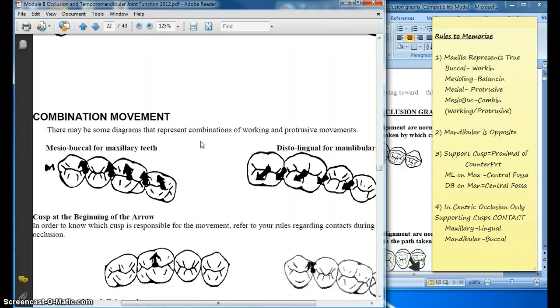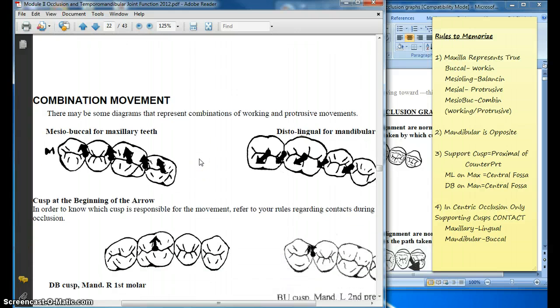Something that gets a little bit confusing, but it's not really too confusing as long as it's just a straight point of memorization, is going to be a combination movement. A combination movement is a combination of working and protrusive. Again, that's right here in our rules. So if you look at the combination movement of this one, combination is always mesio-buccal. What that means is that there's a combination between the protrusive, which would be going mesial, and the working, which would be going buccal. So that's why it's a combination between the working and the protrusive.